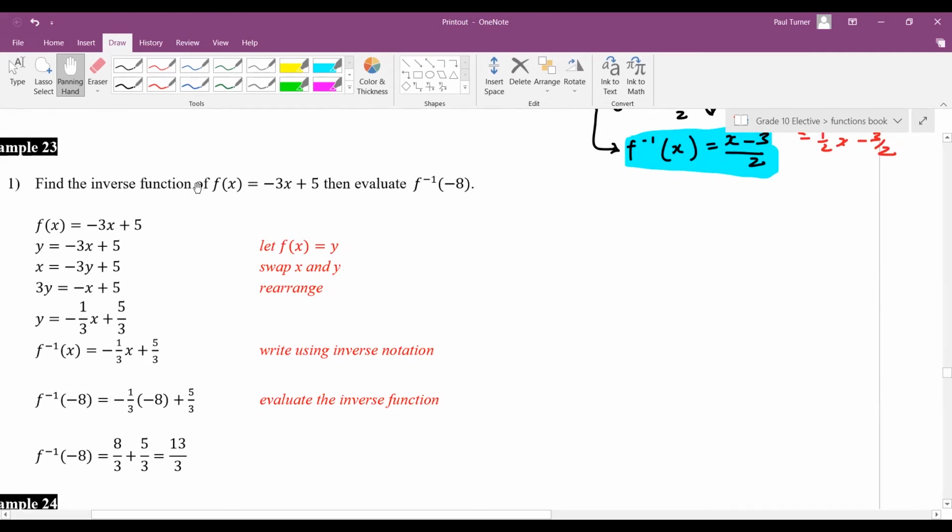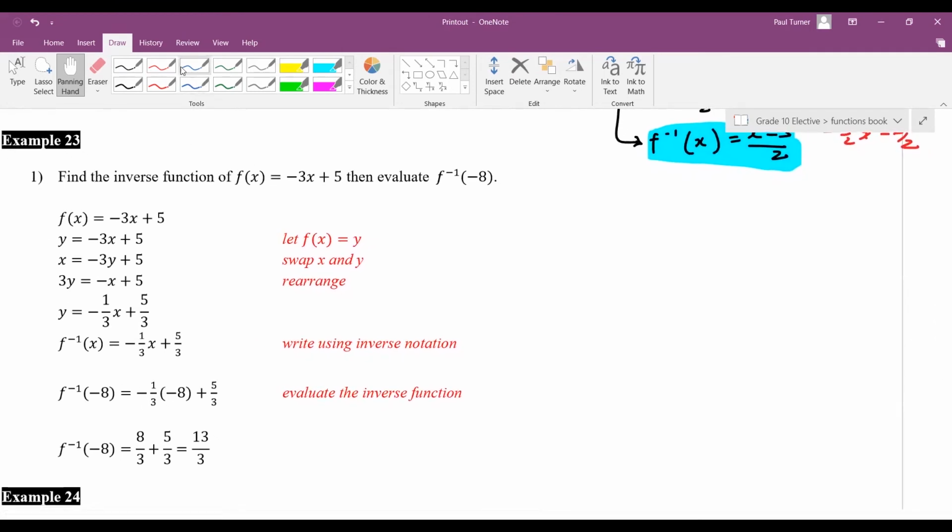So this one, I'll show you this quickly because it's not a very important thing for now. Now, remember what I said here. This is the very long way to actually do this question. What I did is exactly what I just showed you. You write your function, you let y equals minus 3x plus 5. Then you swap your x and y to get x equals minus 3y plus 5. And then I rearrange it to this.